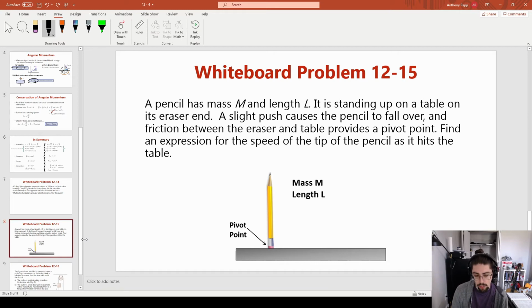So what concepts do you think we have to use here? Let's talk about that before we dive in all the way. What concepts are we expected to use? Do we expect to see conservation of angular momentum?